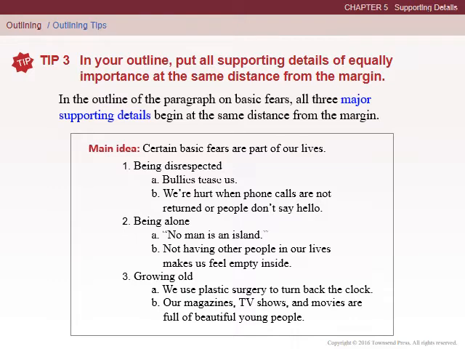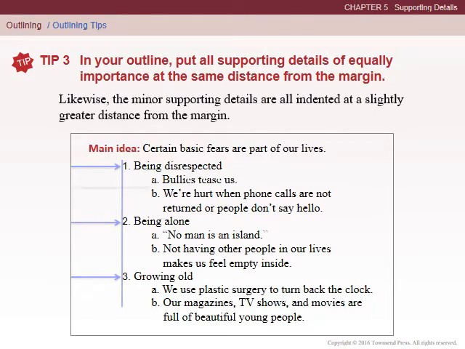So when we're making our outline, the main idea is touching the margin, but then the major supporting details are a little bit away from the margin, and then the minor supporting details are even further away from the margin. If we keep those organized and in the same order, when we come back and look at it later, it's just a lot easier for us to understand. So this is a good note-taking tip for you. Here we see all of the major supporting details are at the same distance, and similarly all of the minor supporting details are at the same distance.